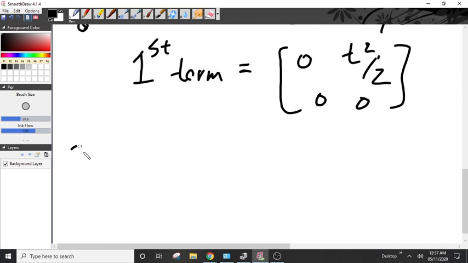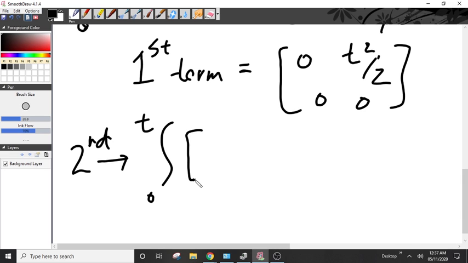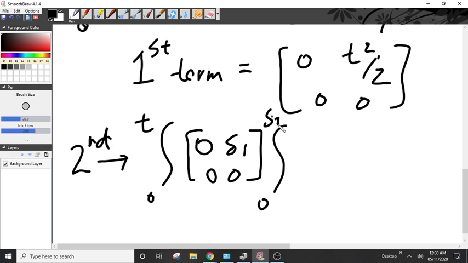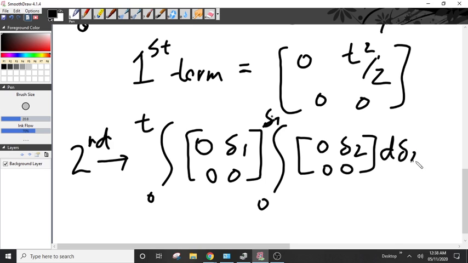So in the second term I know that I have to first obtain the integral from 0 to t of A(sigma 1), and what my A(sigma 1) is: 0, replace t with sigma 1, and then another integral from 0 to sigma 1, and here I need A(sigma 2), and in A(sigma 2) just replace t with sigma 2, and integrate over d sigma 2 d sigma 1.